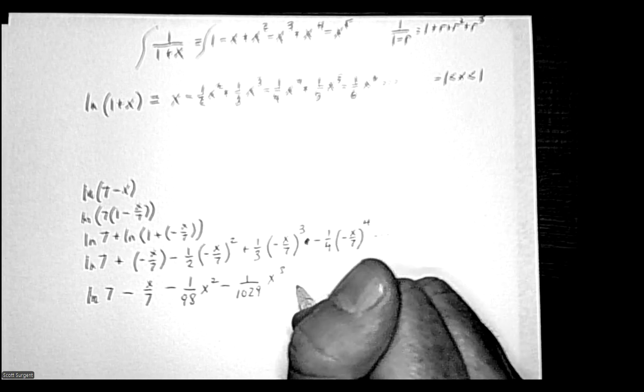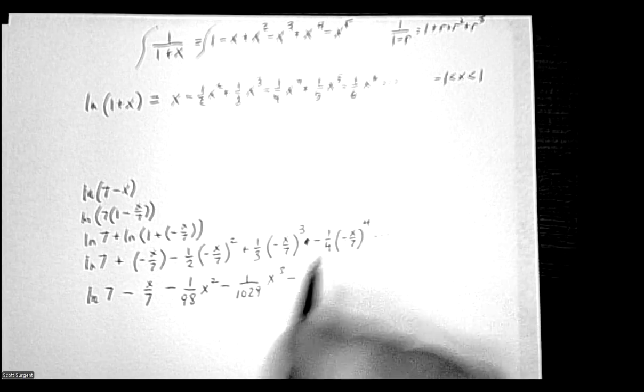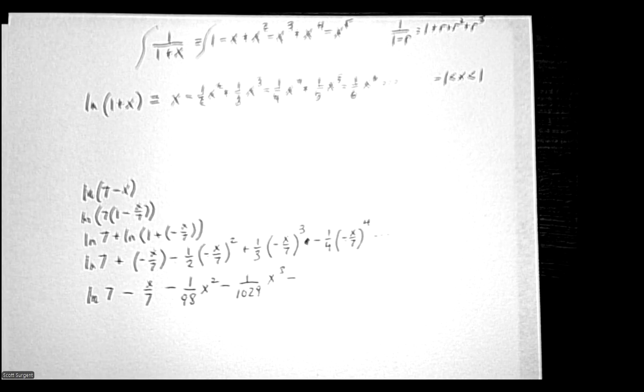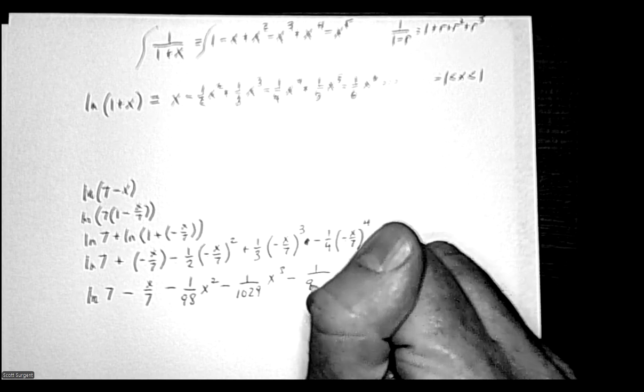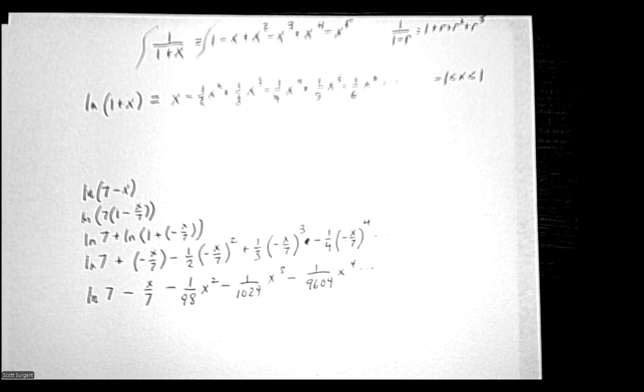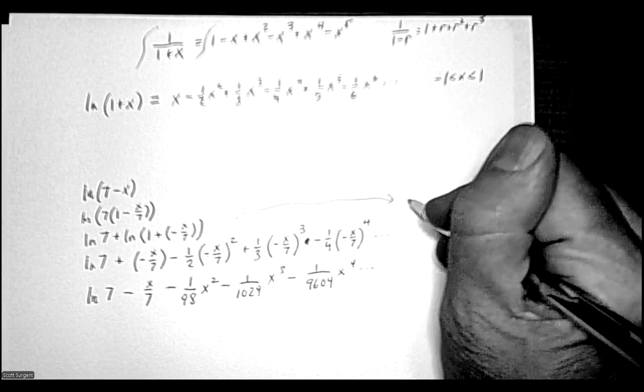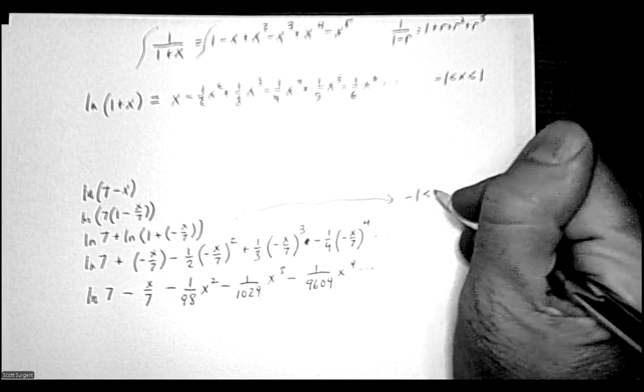And I'll do one last one. This negative will fourth away, but this one will stay. I have 7 to the fourth times 4. It's 9604. And that should be my series. And the only adaptation I make here is I have to also look at this negative x over 7 and adapt it for the region of convergence.